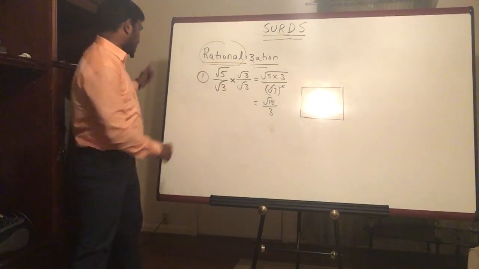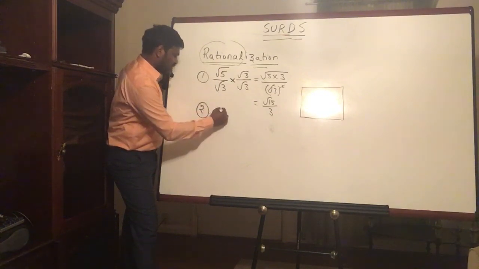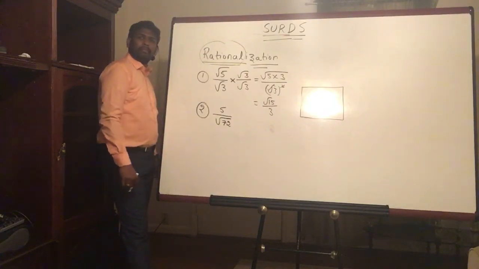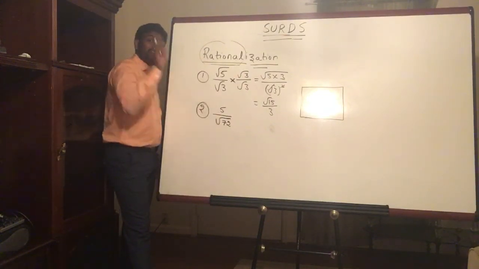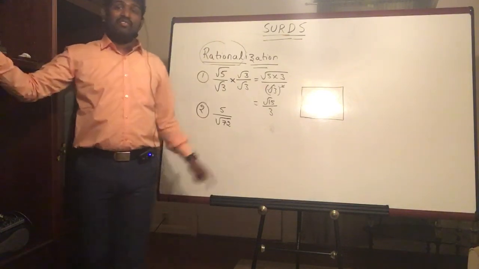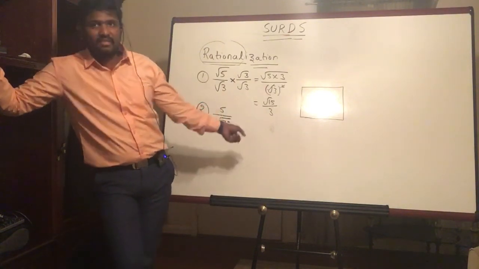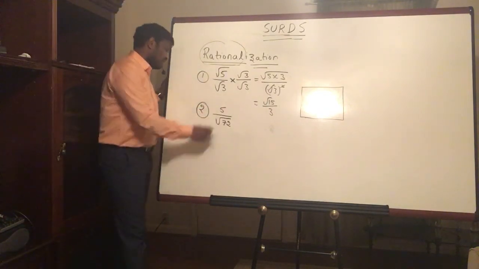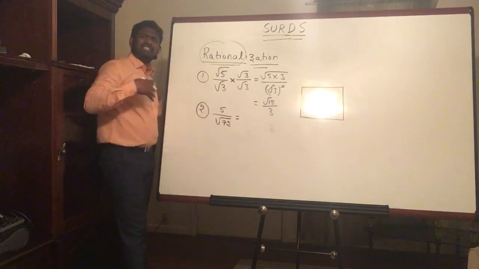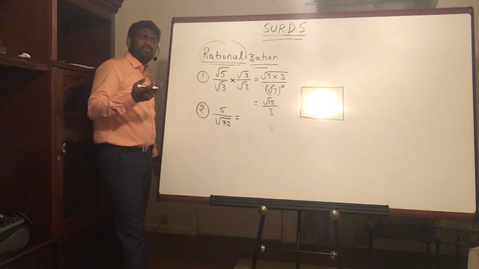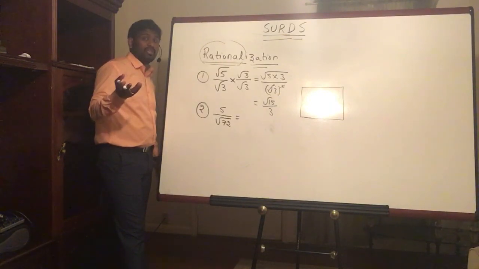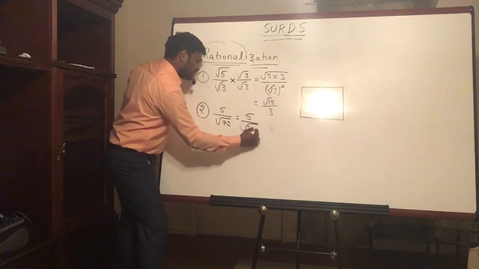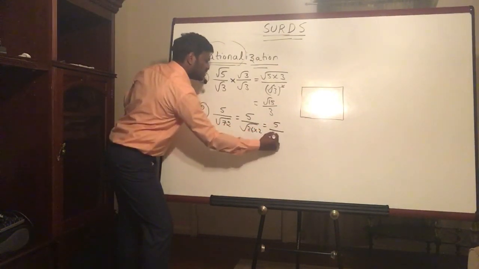Let me give you one more example. This is most important: 5 divided by square root of 72. Now see, square root of 72 can be further simplified. That is the most important thing we should know, whether the square root of 72 can be further simplified or not. Yes, it can be. So let us simplify it. What perfect square number goes into 72? 36. 36 is a perfect square. So 5 over square root of 36 times 2. This gives you 6 root 2.